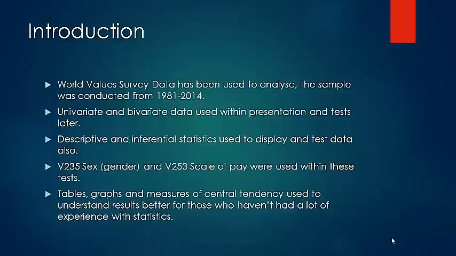The variables I have chosen include V235, sex or gender, and V253, scale of pay. They are both chosen in order to establish which sex actually achieves a higher mean wage. These findings are linked to theories and effects in order to present the data in a sociological or explanatory form for those less able to interpret such statistics. Using tables and graphs and the measure of central tendency, a descriptive analysis with an inferential analysis was conducted using both univariate as well as bivariate data.